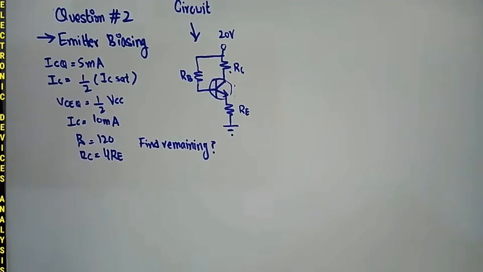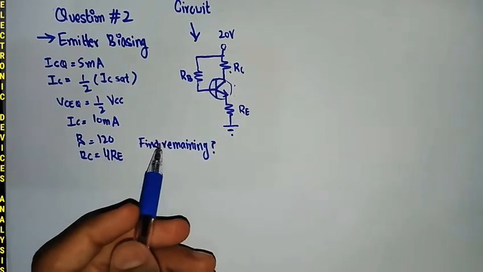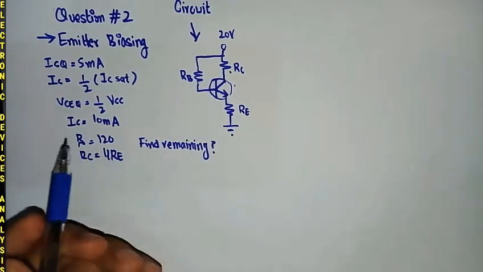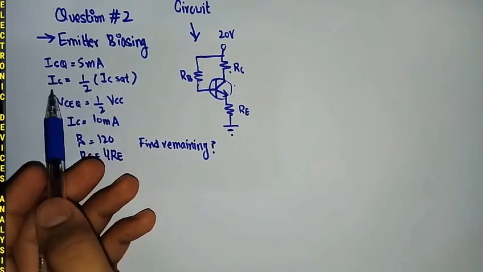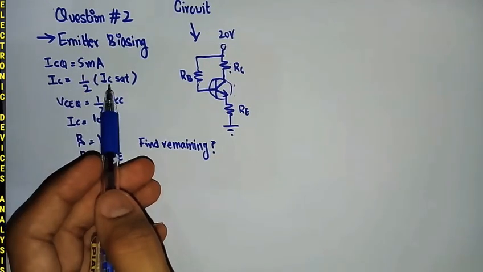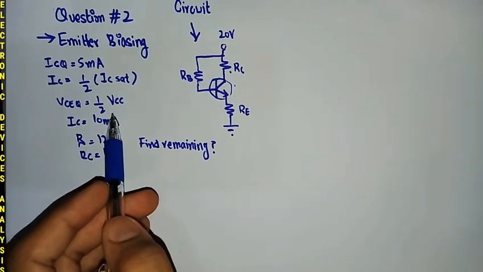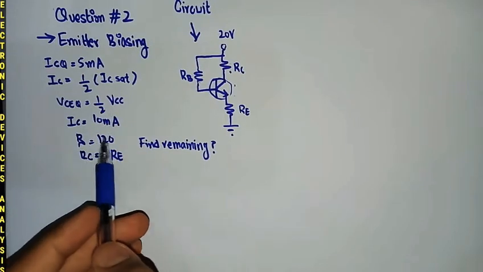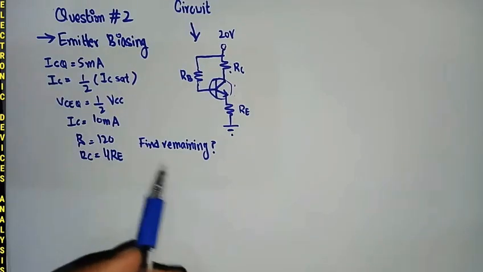So guys, this will be question number 2 based on emitter biasing design operation, in which some of the parameters of this circuit will be given and we will have to find the remaining parameters. And here you will see that ICQ is given as 5 milliamps, ICQ is equal to 1/2 of IC saturation, VCEQ is equal to 1/2 of VCC, IC is 10 milliamps, beta is 120, and RC is 4 times RE.